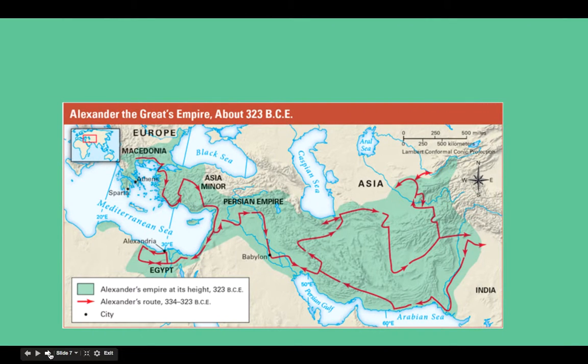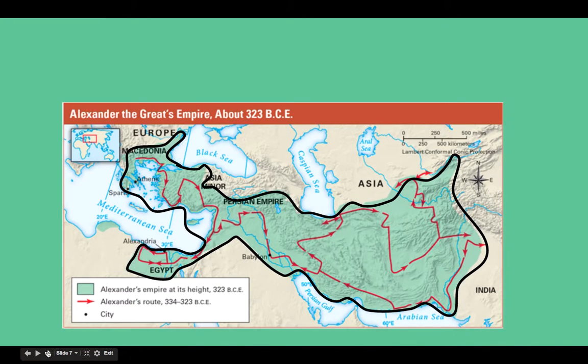So here we have a picture of a map of Alexander the Great's empire, and this is about 323 BC. This is the height of his empire. You notice the areas that we have here. Now, some of the regions that he was able to conquer would be some of the ones that you see on the map here.